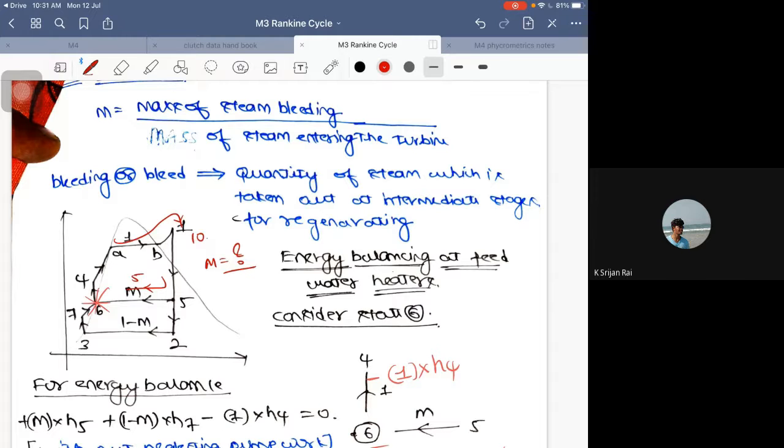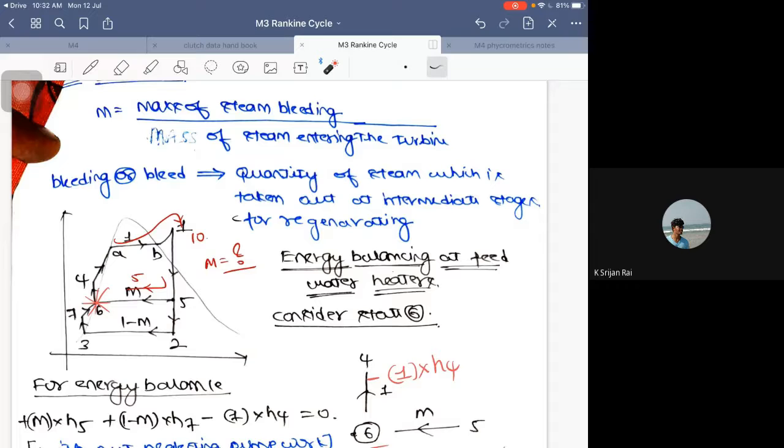It is very simple. In regeneration, you must calculate the value of M. Without it, you cannot even solve the problem. M is given by the ratio of mass of steam bleeded divided by mass of steam entering the turbine. What do we mean by mass of steam bleeded? It is that particular mass which is taken out in the middle of expansion. That is the mass of steam bleeded.